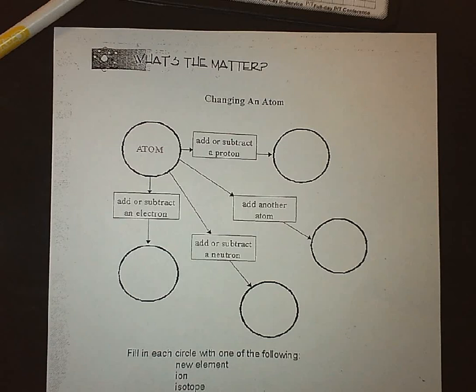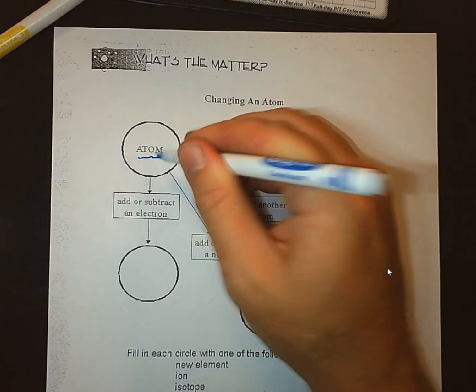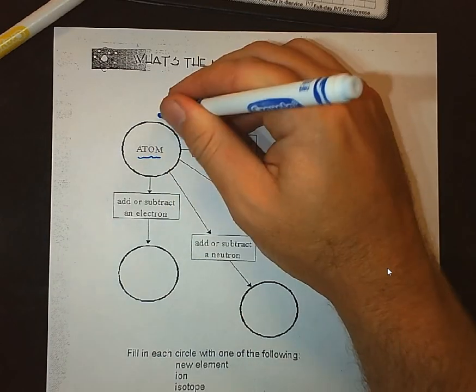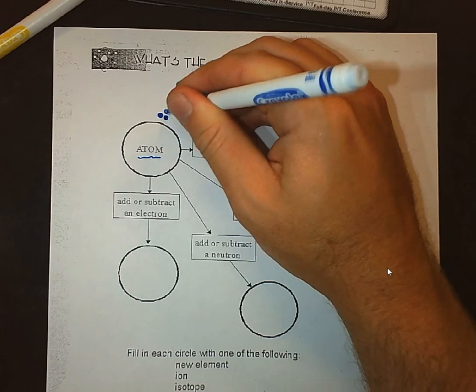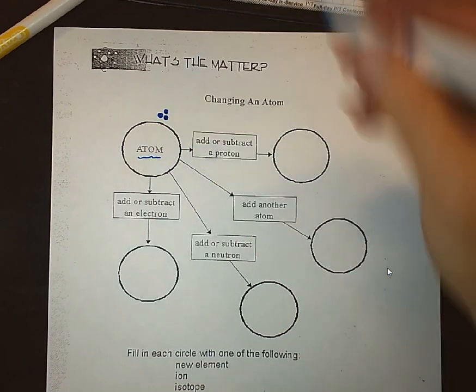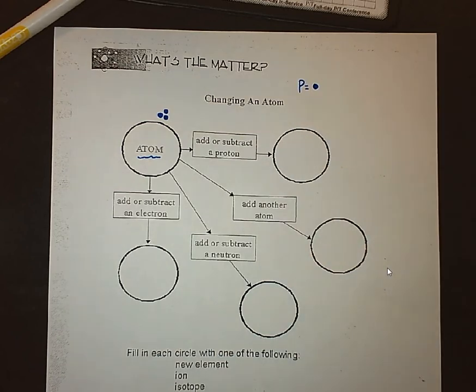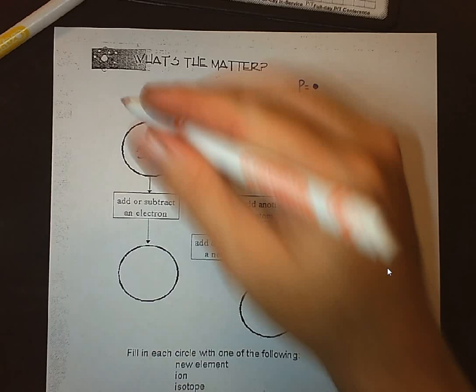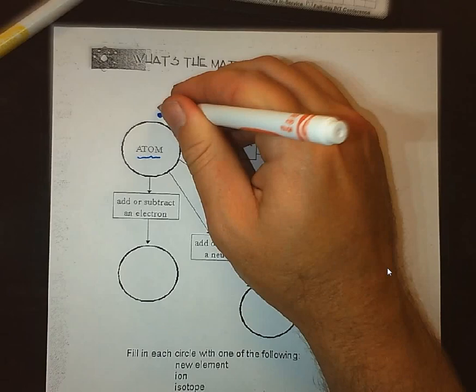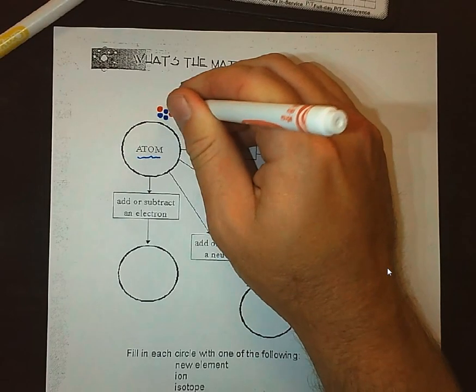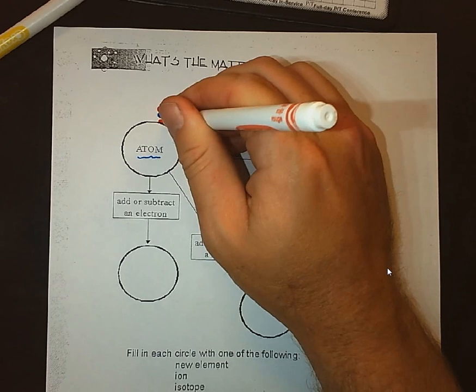Okay, let's talk about what's the matter. For this, let's use lithium as an example. The atom we're going to start out with is lithium, which is going to have 3 protons. Somewhere on here, my protons are in blue. We'll say this first one has 4 neutrons. Actually, we're going to give it 5 neutrons.